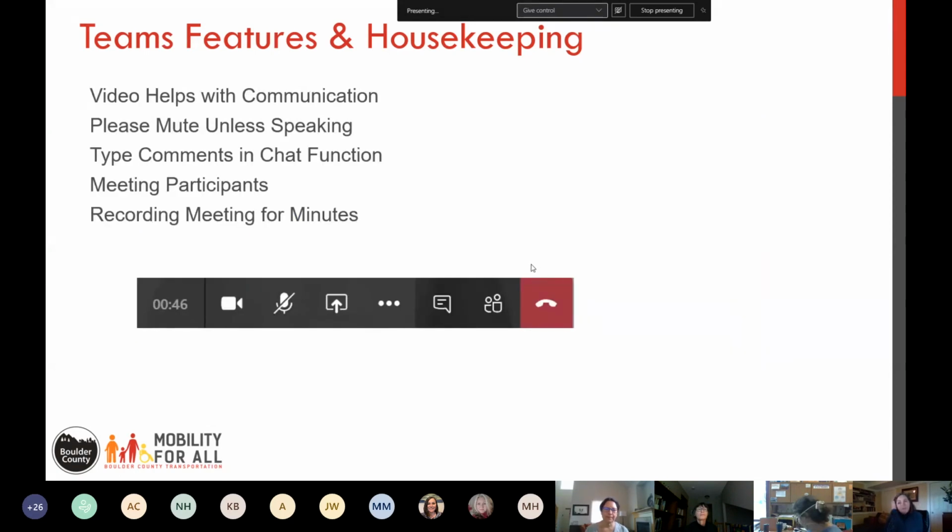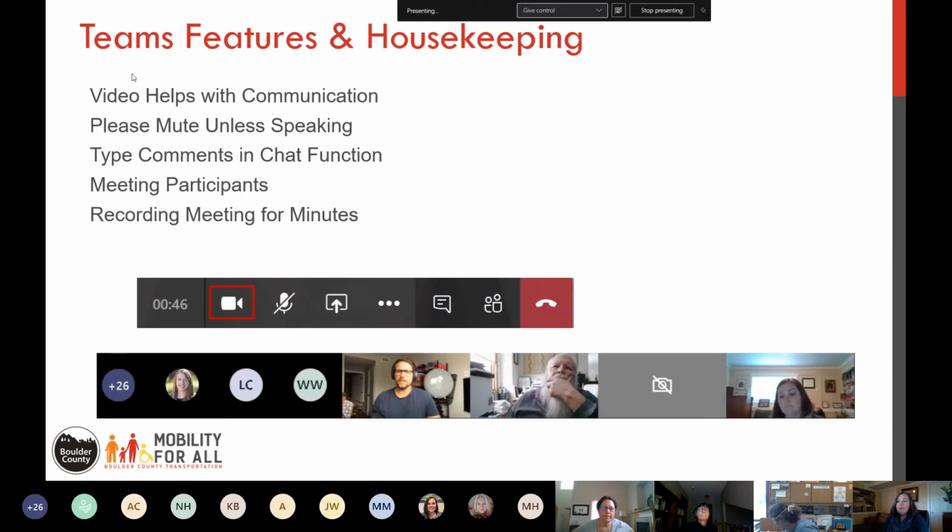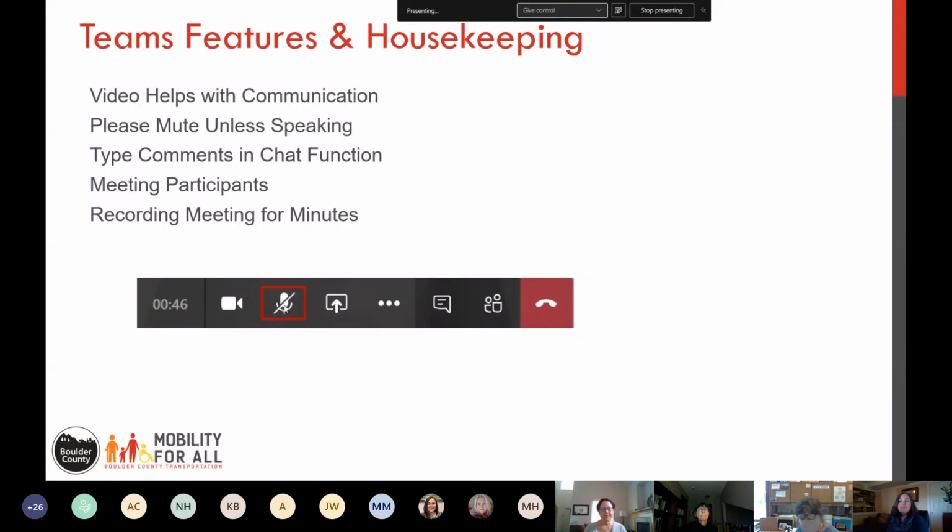And then just go over a couple of the functions of Teams, because I know that not everybody is as used to Teams as they are with Zoom or one of the Google Hangouts or something like that. So video does help with communication. You don't have to use your video if you don't want, but this is how you show up if you do use your video. You are going to be muted unless you're speaking, just that way it cuts down on some of those echoes that we get.